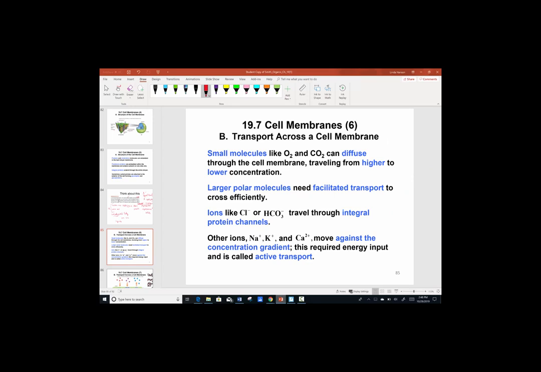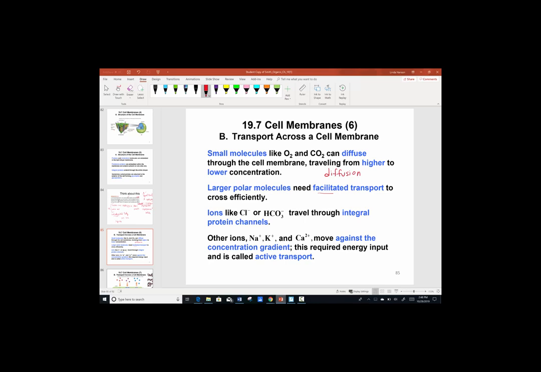And of course, we know that transport across the cell, and this is again a little review from your biologies, the small molecules can diffuse right through based on what we call diffusion. Diffusion is defined as motion of a molecule from higher to lower concentration, so just based on a concentration gradient. The larger polar molecules need to be facilitated to transport, and that's the job of that facilitated protein.